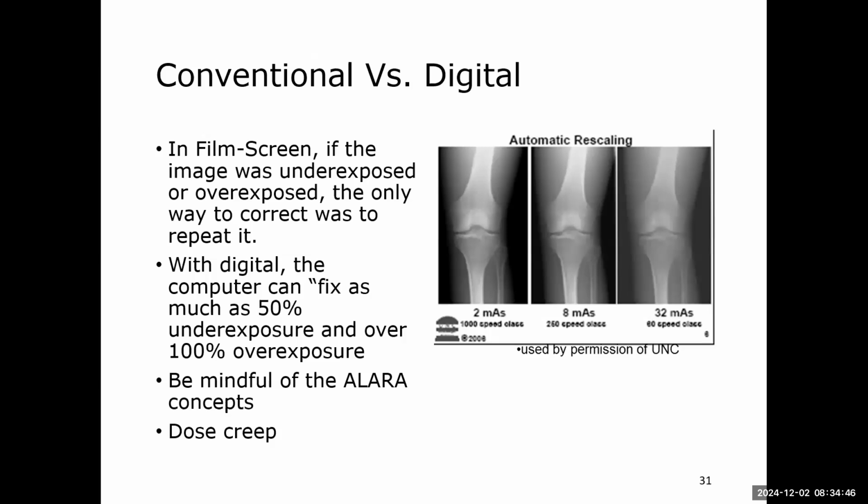So with film screen, if the image was underexposed or overexposed, the only way to correct it was to repeat it. So this is what I was talking about earlier. There was no denying. If you used half of the mAs that you should have used with film, you were doing it over. There was no way to correct that. If you used twice the mAs that you needed, sometimes we try to get by with using hot lights. We call them hot lights.